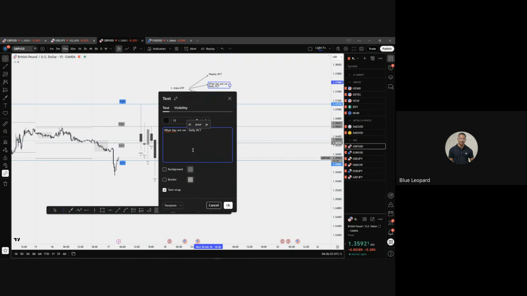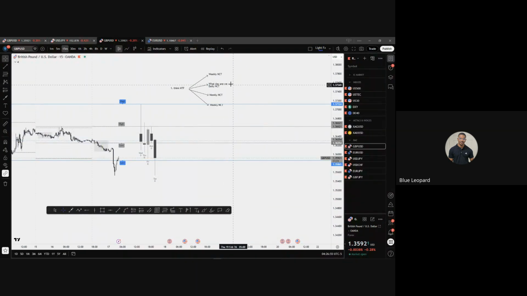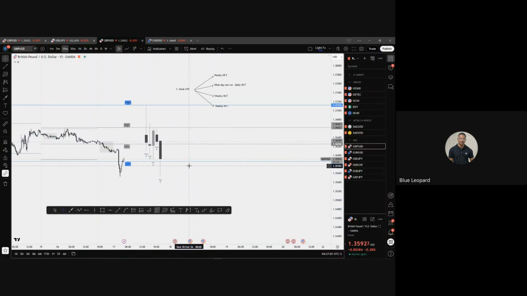Are you writing down? Because this is how you will approach the market. So what day are we will help you understand where you are in the formation of the week. Are you late? Are you early? Are you waiting for something? Or is something happening right now? You can never be out of these 4 phases. And then what day are we? Daily New York candle theory.